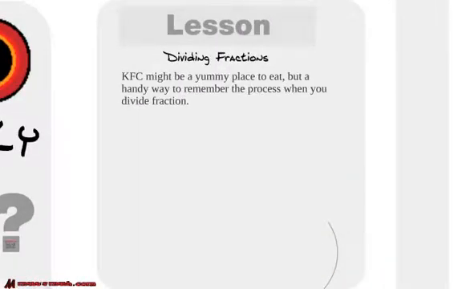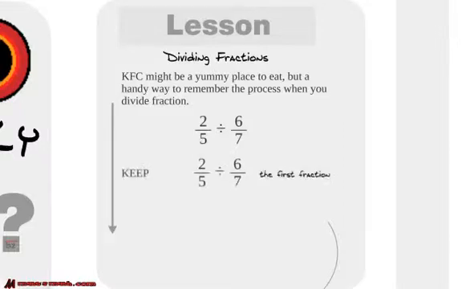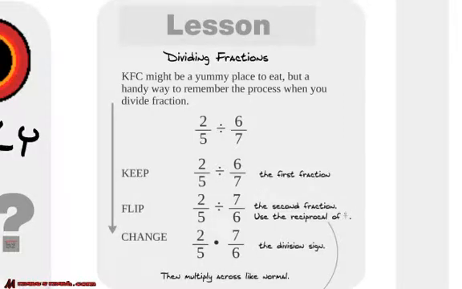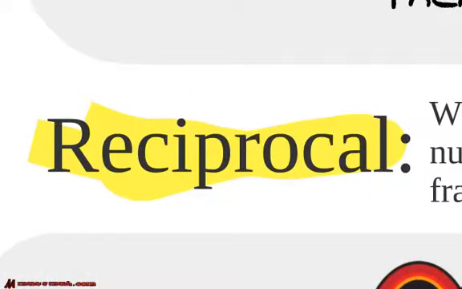Might be a yummy place to eat, but it's a handy way to remember the process of dividing fractions. So, like this guy, 2/5 divided by 6/7. No worries. All you do, keep the first one. That's easy. Flip the second one, 7/6, and then change the division to multiplication. Okay, you're going to multiply across like normal. 2 times 7, 5 times 6, and that's it.